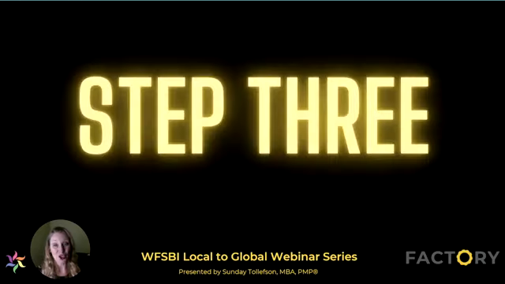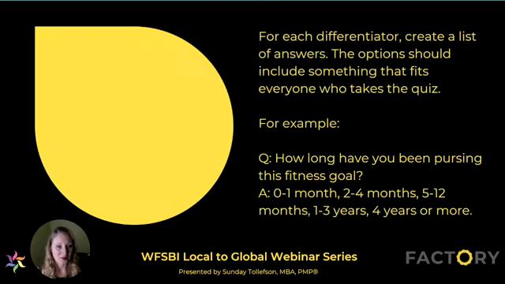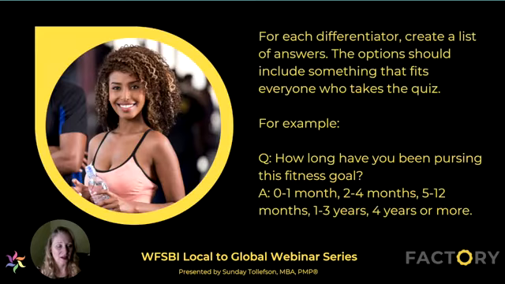Step 3 is choosing the answers to your differentiator questions. Make sure that there's an answer for absolutely everyone who might take your quiz. For example, how long have you been pursuing a fitness goal? And your options should span basically all of time. So a good example is 0 to 1 month, 2 to 4 months, 5 to 12 months, 1 to 3 years, 4 years, or more.